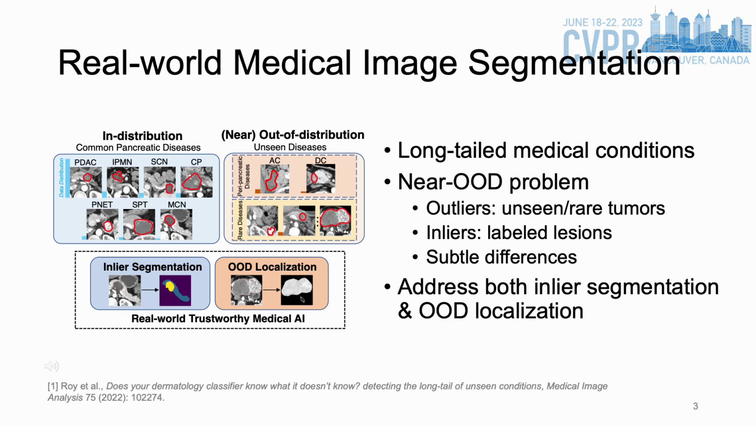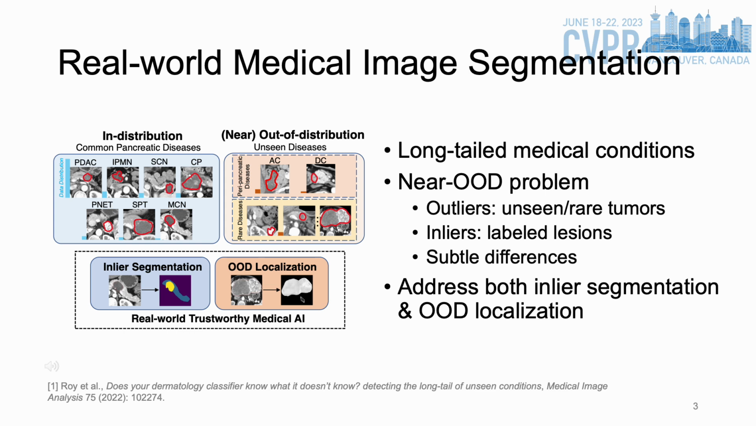Real-world medical image segmentation has tremendous long-tailed complexity of objects, among which tail conditions correlate with relatively rare diseases and are clinically significant. A trustworthy medical AI algorithm should demonstrate its effectiveness on tail conditions to avoid clinically dangerous damage in these OOD cases. Specifically, real-world medical outliers refer to unseen and rare tumors, and inliers represent labeled lesions.